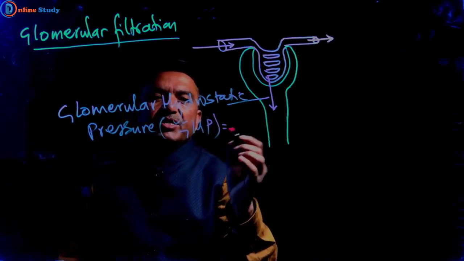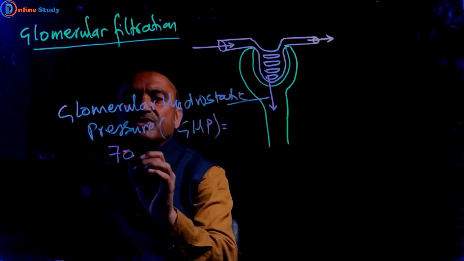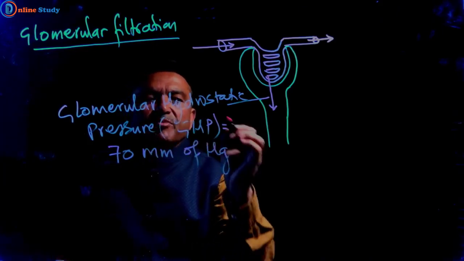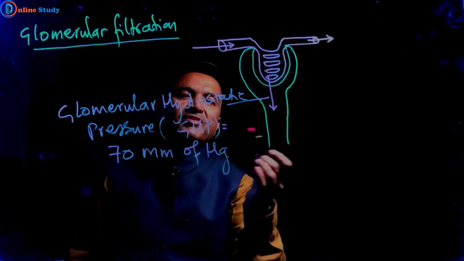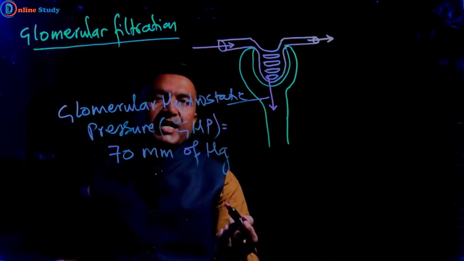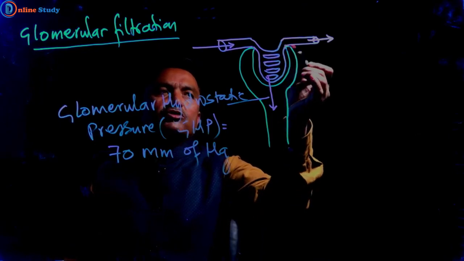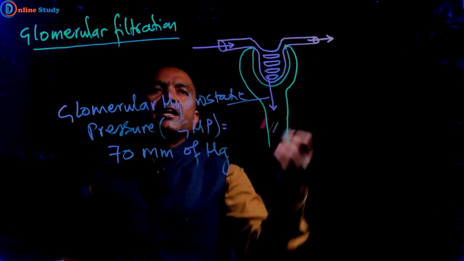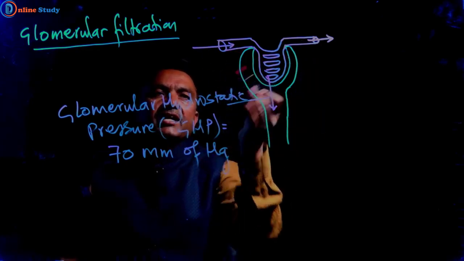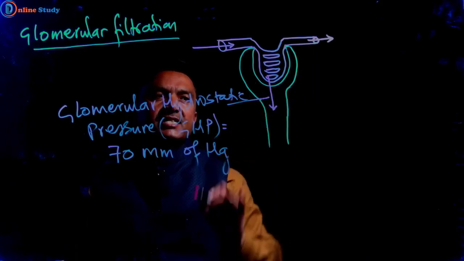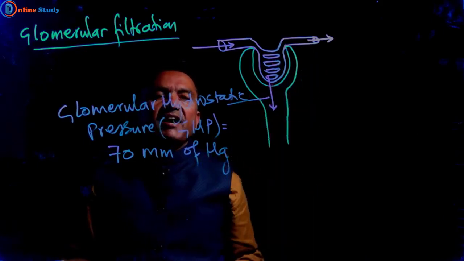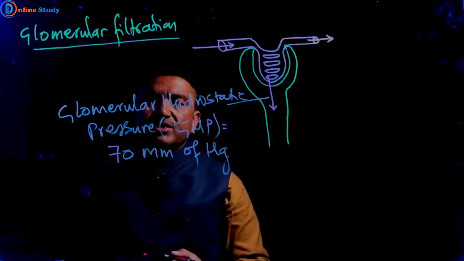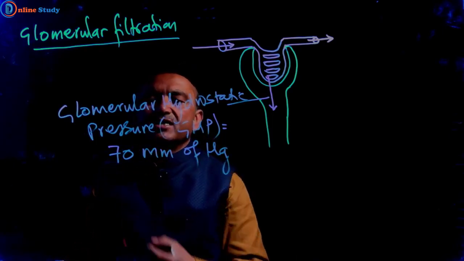Glomerular hydrostatic pressure is 70 mm of Hg. Now this 70 mm of Hg is pressure created due to less diameter of efferent arteriole. Here the afferent arteriole has greater diameter and the efferent has less diameter, and glomerulus has fine capillaries. So pressure is created that is known as glomerular hydrostatic pressure.